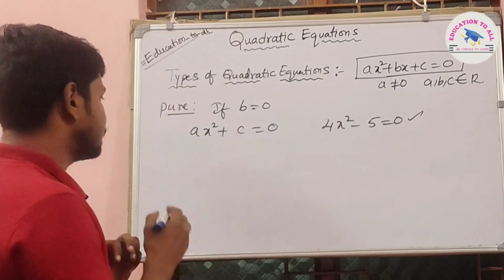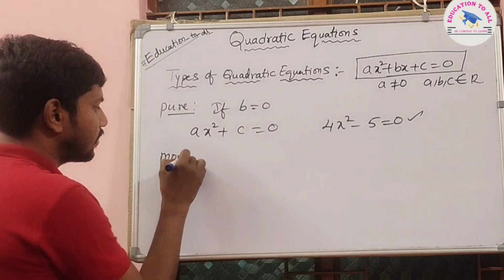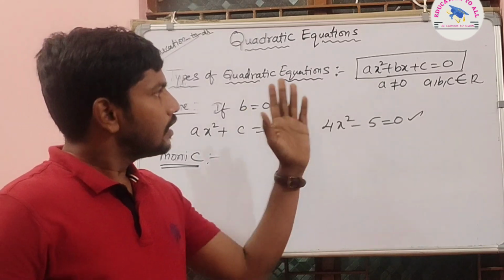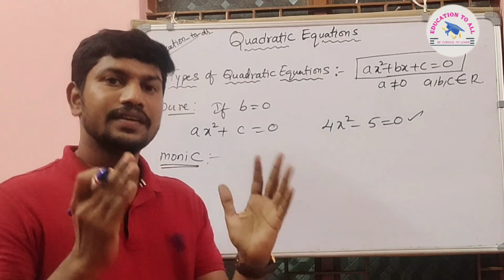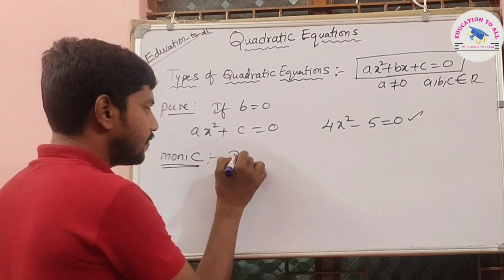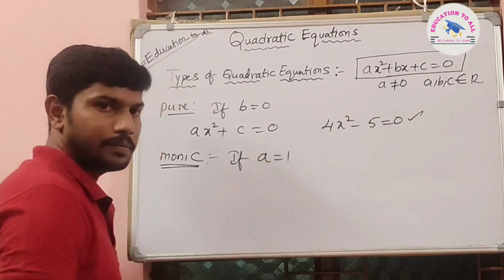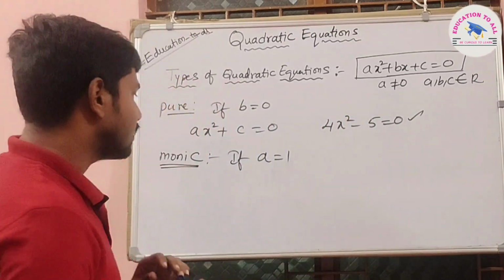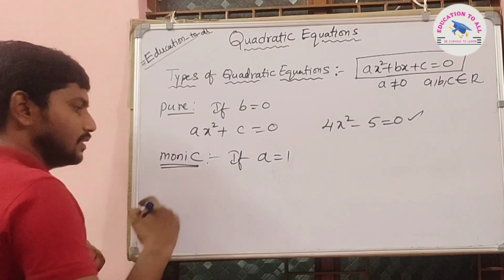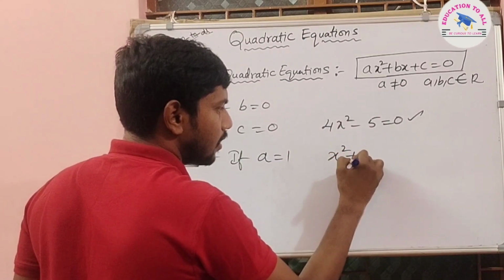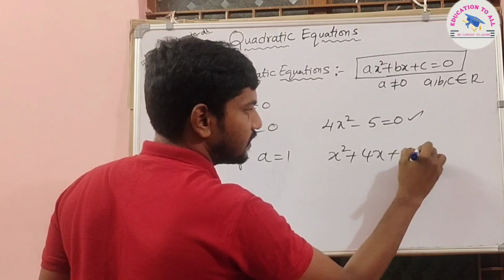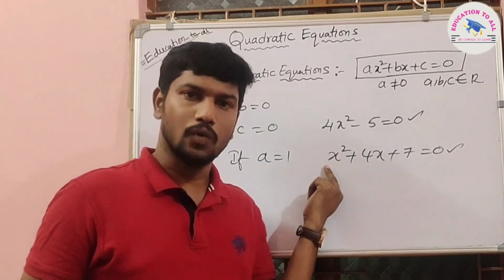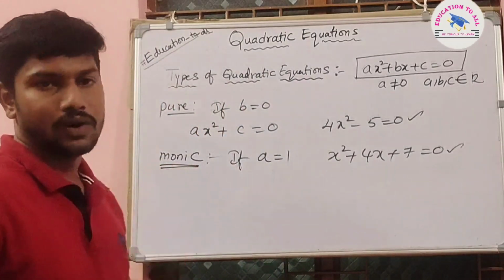Come to the second type, monic quadratic equation. Monic means very simple. In the general form of the quadratic equation, if a is equal to 1, which means the coefficient of x square is equal to 1, we can conclude that it is called a monic quadratic equation. General example: x square plus 4x plus 7 equal to 0. Here you can identify the coefficient of x square is 1. So that means it is a monic quadratic equation.